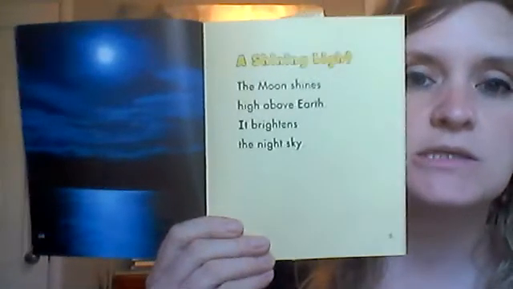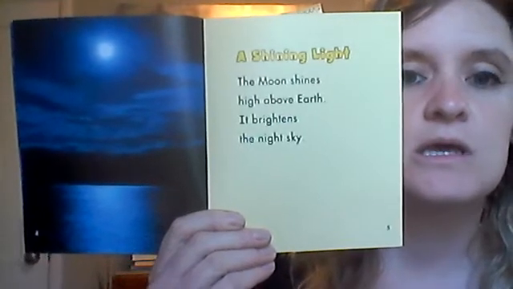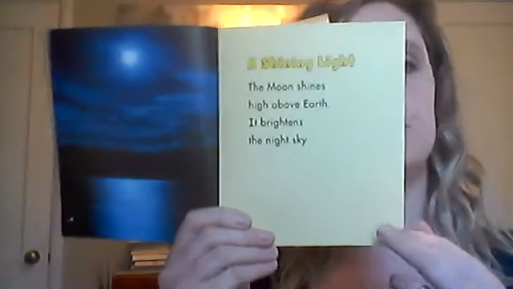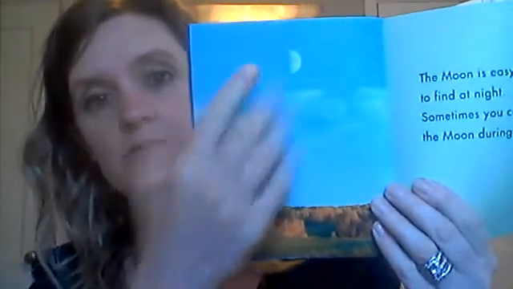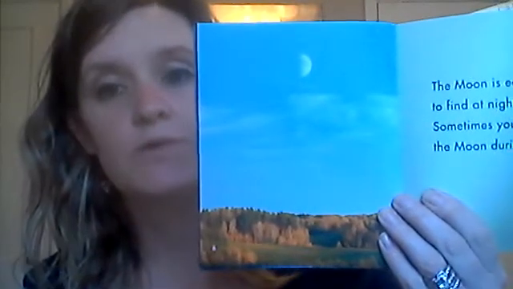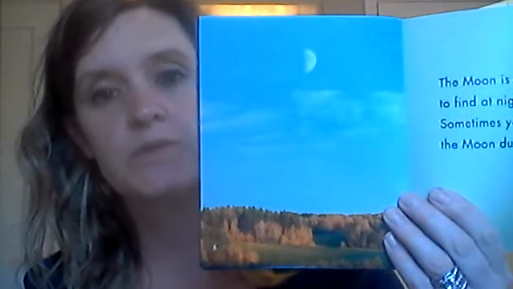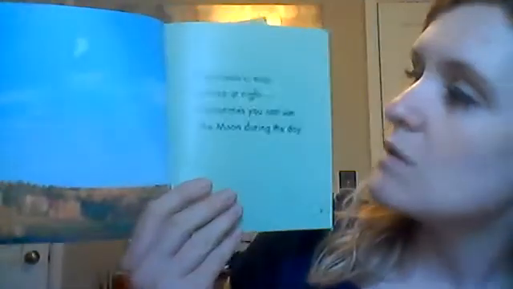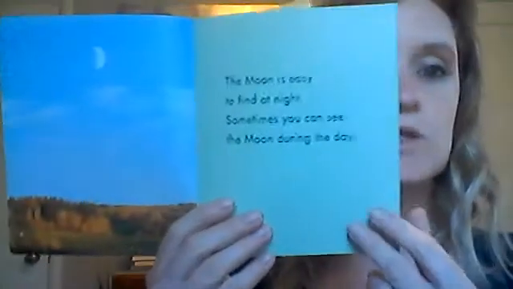A shining light. The moon shines high above the earth. It brightens the night sky. This is a picture of the moon out during the daytime, because sometimes you can see the moon during the day. I actually saw the moon during the day last week when I looked up in the sky. The moon is easy to find at night. Sometimes you can see the moon during the day.